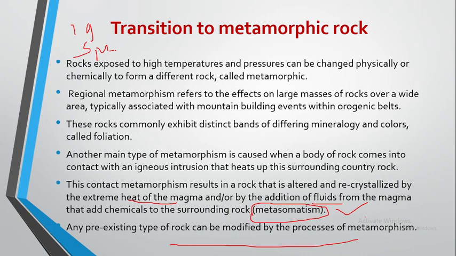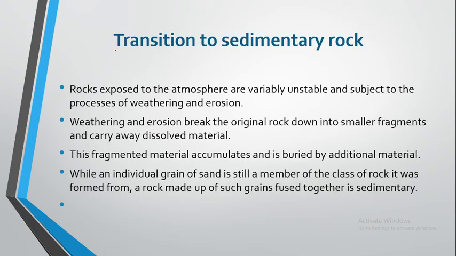Yes, so these are all the things regarding metamorphic rock. Now, finally, the transition to sedimentary rock. Here, the rocks are exposed to the atmosphere and are variably unstable and subject to the process of weathering and erosion. As we have said, when igneous rock comes under atmospheric conditions, what will happen?